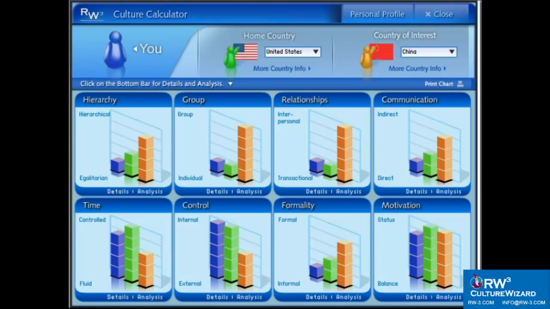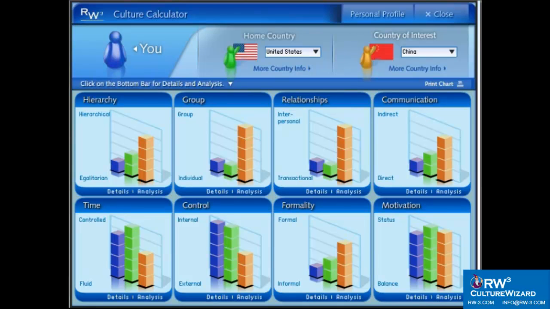Looking at communication patterns, the impact of face and other things means that there is a definite gap between the more direct American approach and a more indirect Chinese approach. When we look at time, China is a much more fluid time culture than the U.S. There is a gap there, which means that people may take things as they come up and prioritize in a different way than we would in the United States.